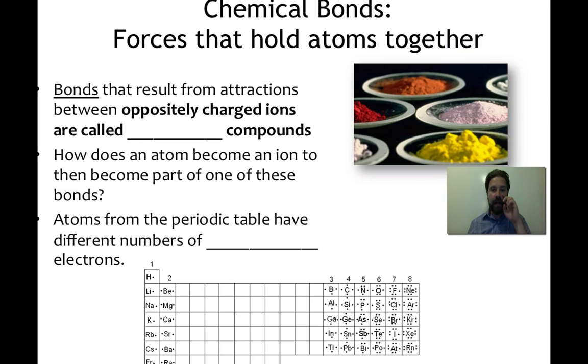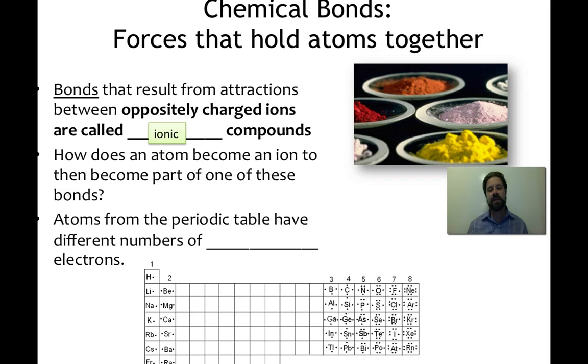Okay, so now that we know a little bit more about atoms and isotopes, let's start talking about chemical bonds. A bond is a force that holds atoms together, and there's different types of chemical bonds out there. We'll go through at least 3 of them. So bonds that result from attractions between oppositely charged ions are called ionic compounds. Now, notice that the word atom wasn't used, but it was oppositely charged ions.